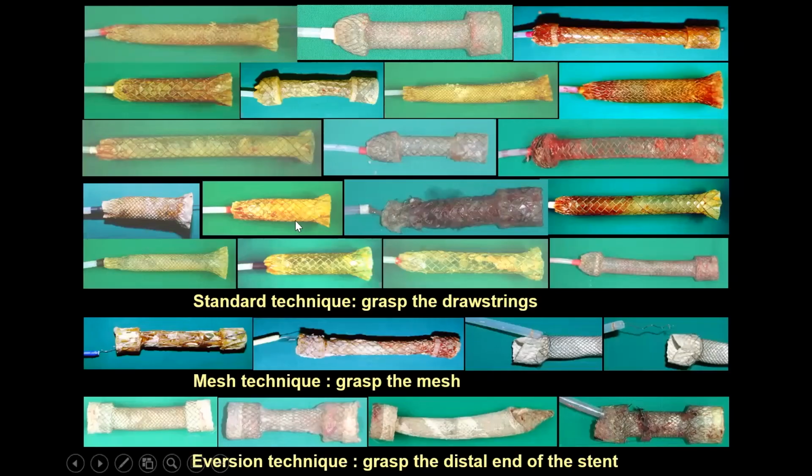These are some of the stents we have removed. These stents were removed by standard technique. You can see the proximal end of the stent are collapsed, and some of the stents are blood stained. And these 4 stents were removed by mesh technique. We grasped the mesh and then removed it. Here are 4 examples of eversion technique. The stents were removed with eversion.